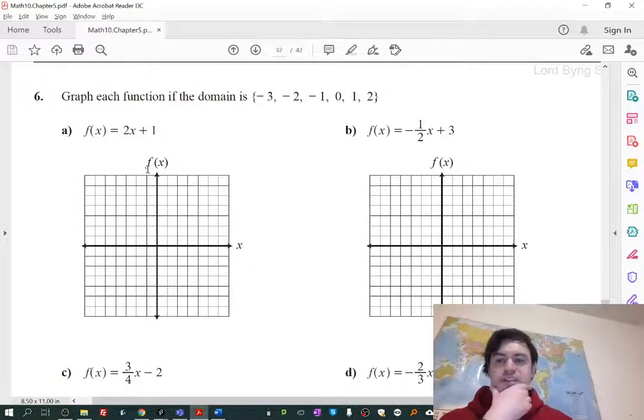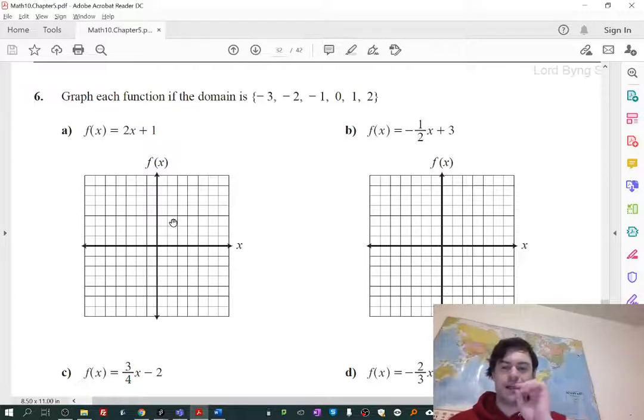Yeah. Let's see. Question 6. It says graph each function if the domain is -3, -2, and so on. So basically, they want you to plug in these values for x and find the points for y, or for f of x, I guess I should say. So these are our x values. Plug that in and then plot it on the graph.